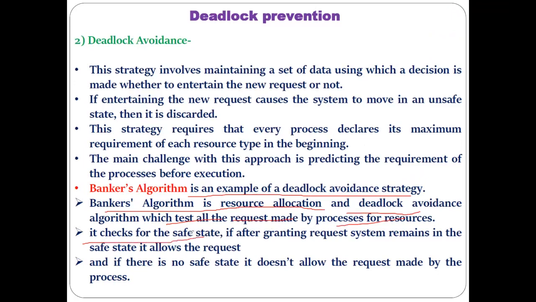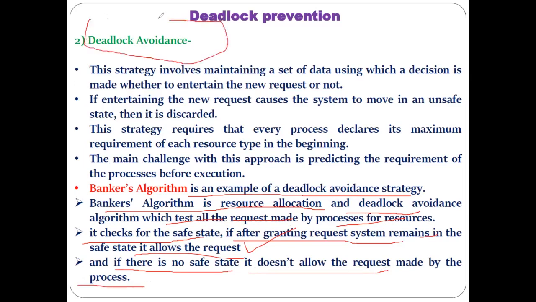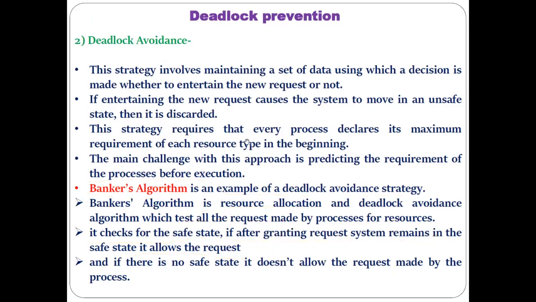What does it check? It checks for the safe state, in the sense that deadlock will not occur if the resource is allocated to the process. And unsafe state means deadlock can occur if this resource is allocated to a certain process. So if after granting the request the system remains in the safe state, then it allows the request for the resource. But if after granting the request there is no safe state, then it doesn't allow the request made by the process. In this way, deadlock can be avoided before it occurs. So the banker's algorithm is theoretically possible. It is not practically possible, but still it can be applied to avoid the deadlock.